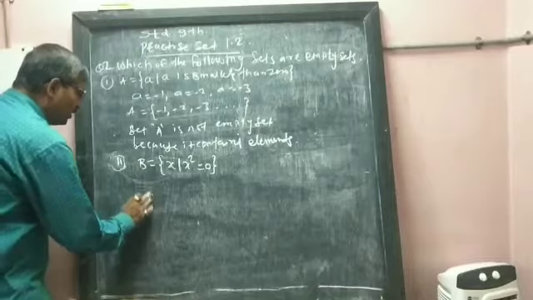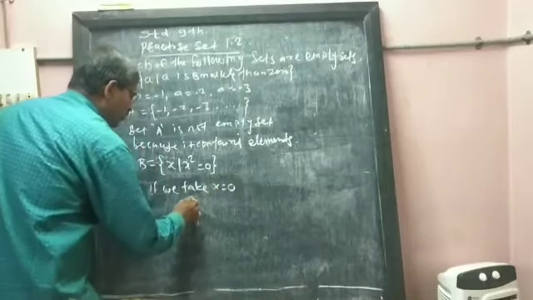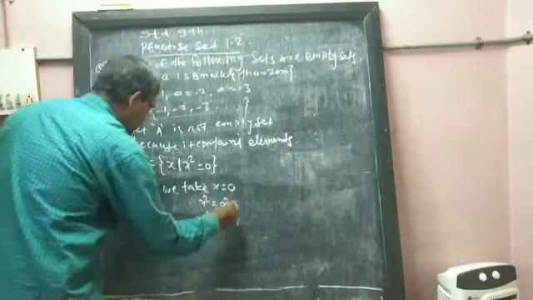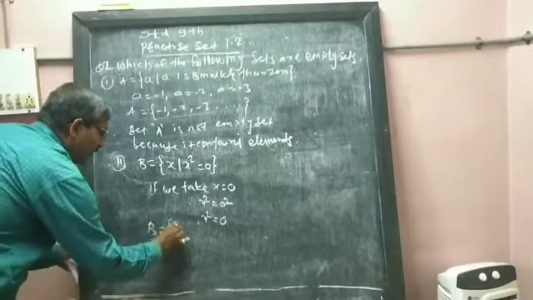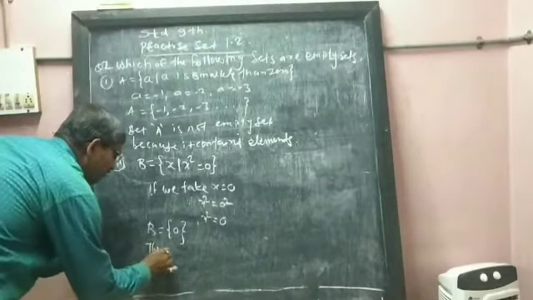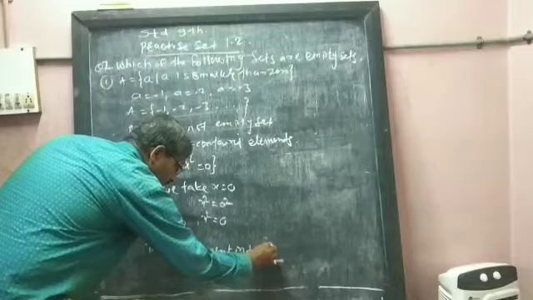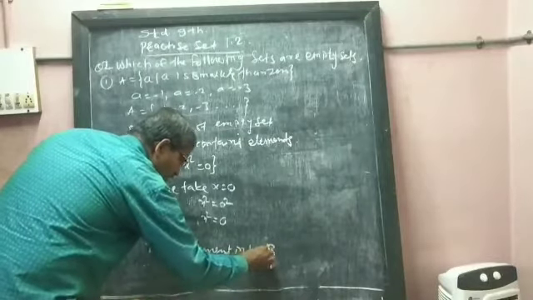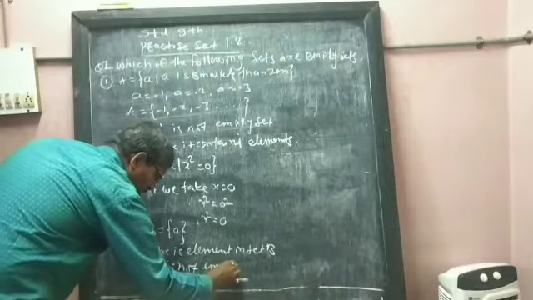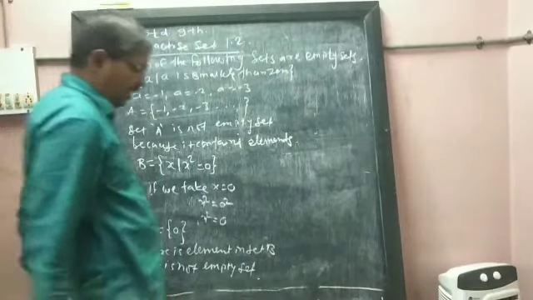So if we take x is equal to 0, therefore x square is equal to 0 square. x square is equal to 0. Therefore B is equal to what will come? 0. Is it an empty set? No. There is an element in set B. Therefore it is not an empty set. Write this.